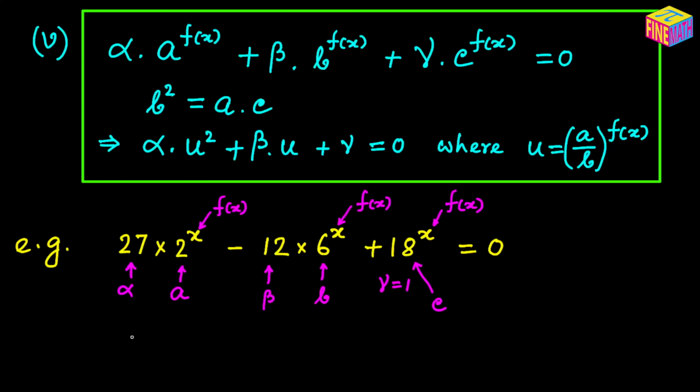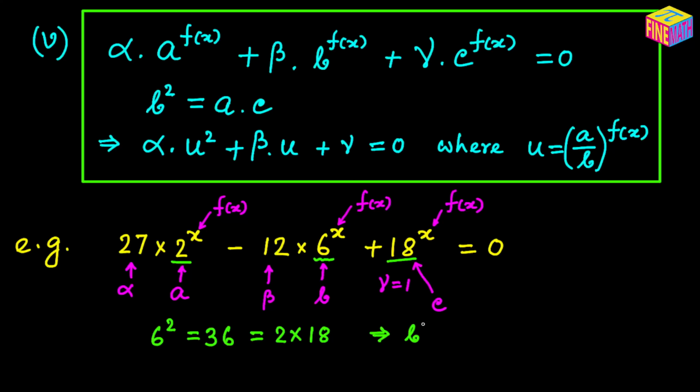So in this case you see 6 squared. So here we can say 6 squared is equal to 36, which can also be written as 2 times 18, and you see the 18 right here and the 2 right here. 2 is the a and 18 is the c. So a times c would be 2 times 18, which is equal to 36, and that 36 is actually equal to the square of 6, which is the b right here, right? So we also see that b squared is equal to a times c.